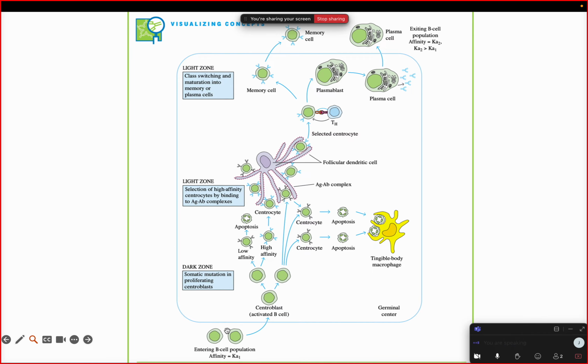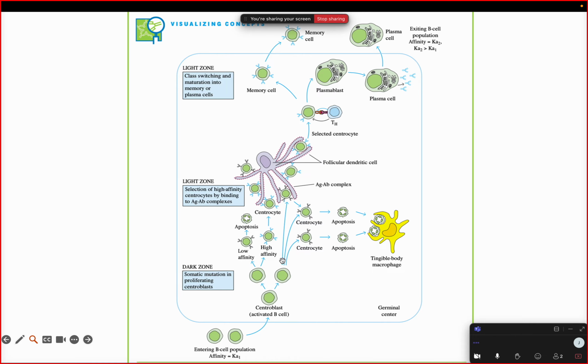Now what is happening? The B cells who have seen the antigen will go into the germinal center. This is the dark zone. Okay, this is the light zone. In the dark zone, the somatic mutation in the cells will happen, and due to somatic mutation, a lot of isotype switching or class switching will take place. Basically, somatic mutation will lead to the formation of different antibodies on the surface.